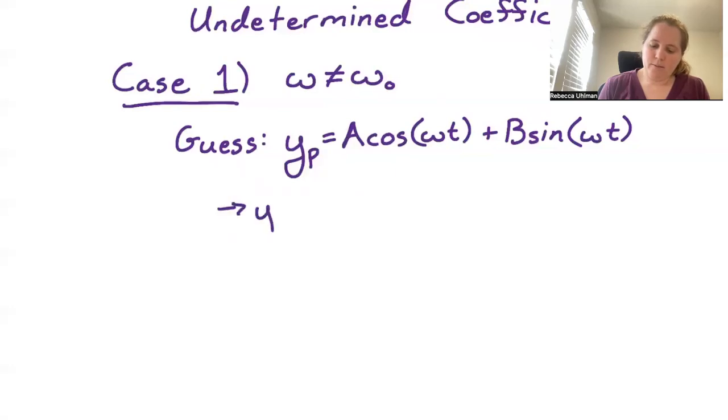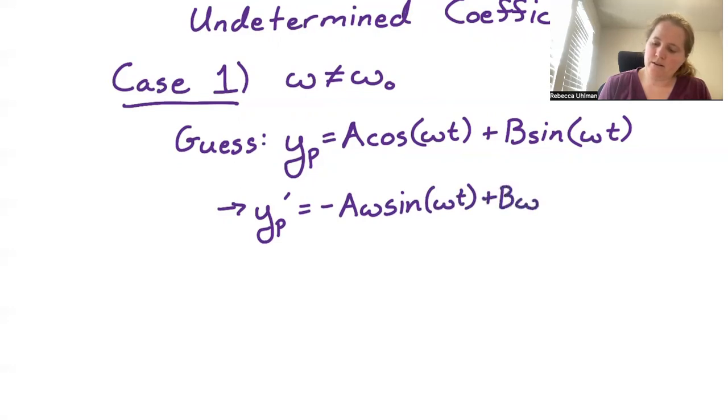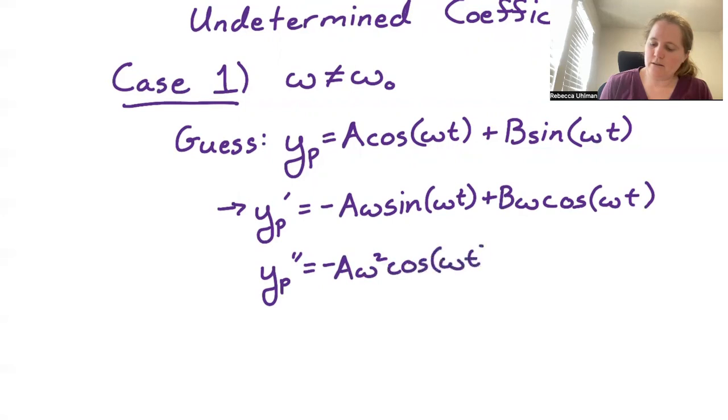We have yp prime as negative a omega times sine of omega t plus b omega times cosine of omega t. And the second derivative, we would have negative a times omega squared cosine of omega t, minus b times omega squared sine of omega t.